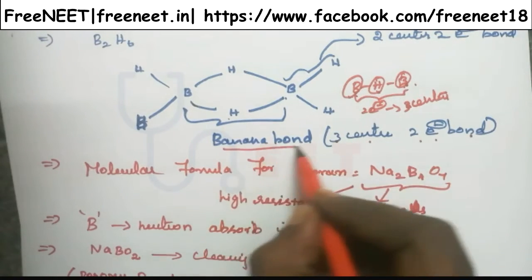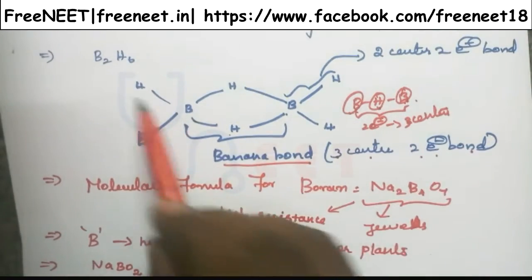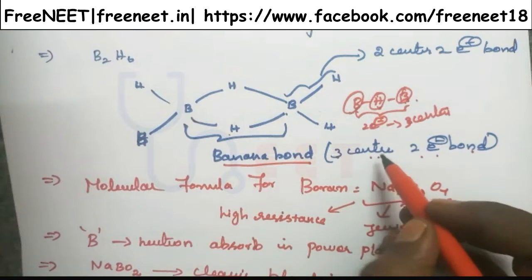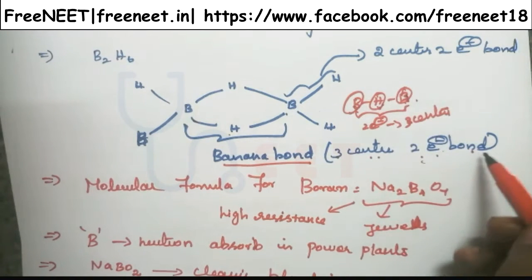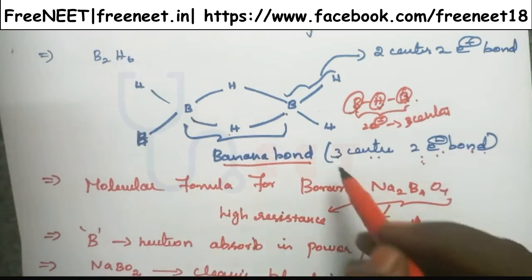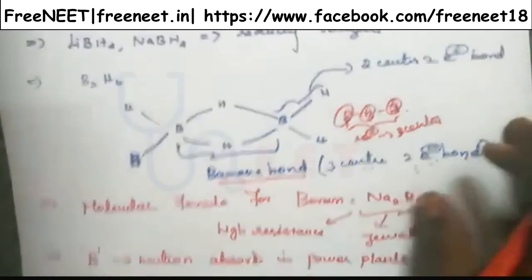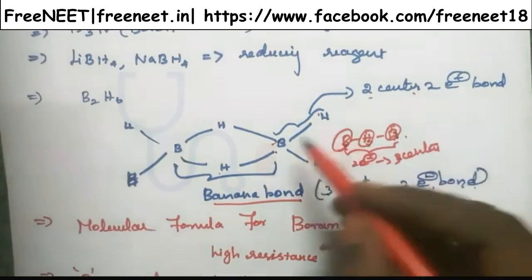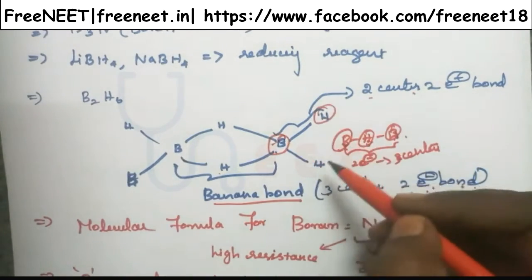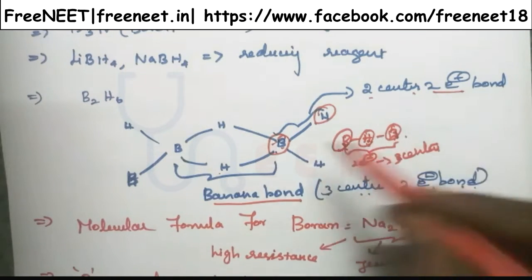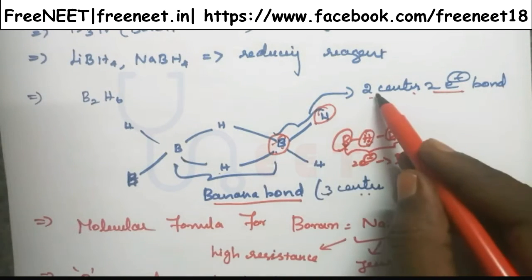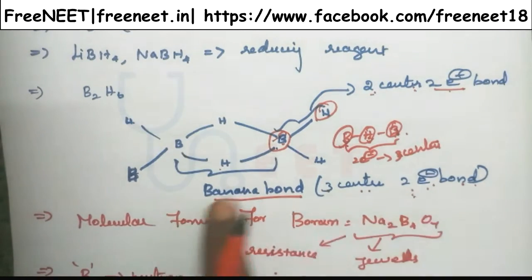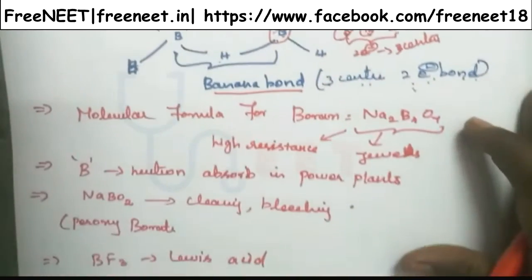Another name of this bond is banana bond. Diborane contains a banana bond. A banana bond is nothing but a 3 centered 2 electron bond. These 2 electrons are shared between 3 elements. It also contains another bond, the 2 center 2 electron bond. Here is one center, and this is another center, which share 2 electrons. So this bond is also called a 2 centered 2 electron bond. Diborane contains special bonds like banana bonds.